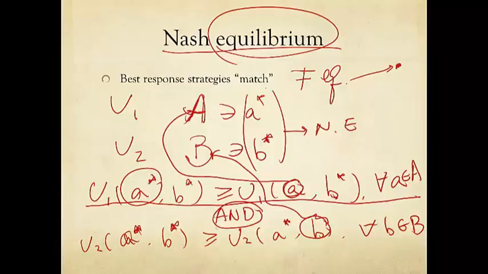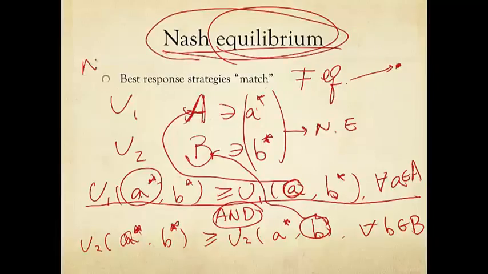And the key thing is that both statements must be true for the single point A star, B star. That's what we mean by matching best responses. And if so, we call this A star, B star point a Nash equilibrium. It says there's no unilateral incentives to change my strategy away from A star, B star.